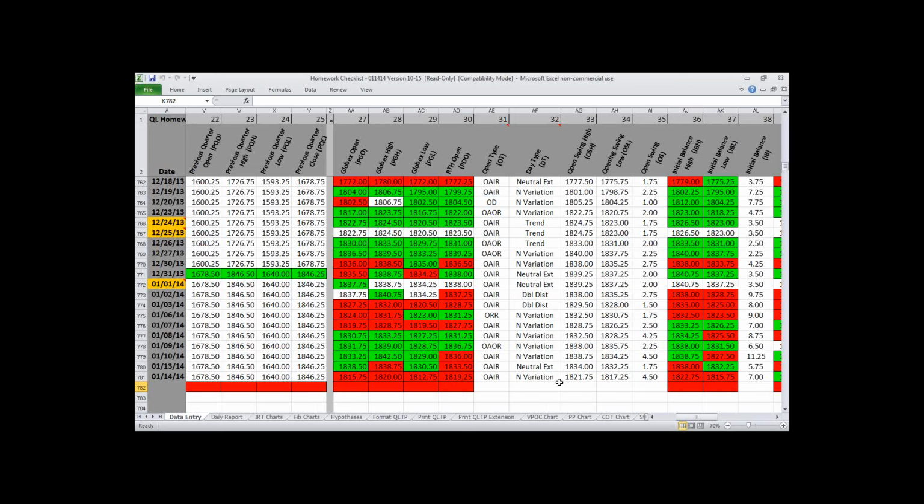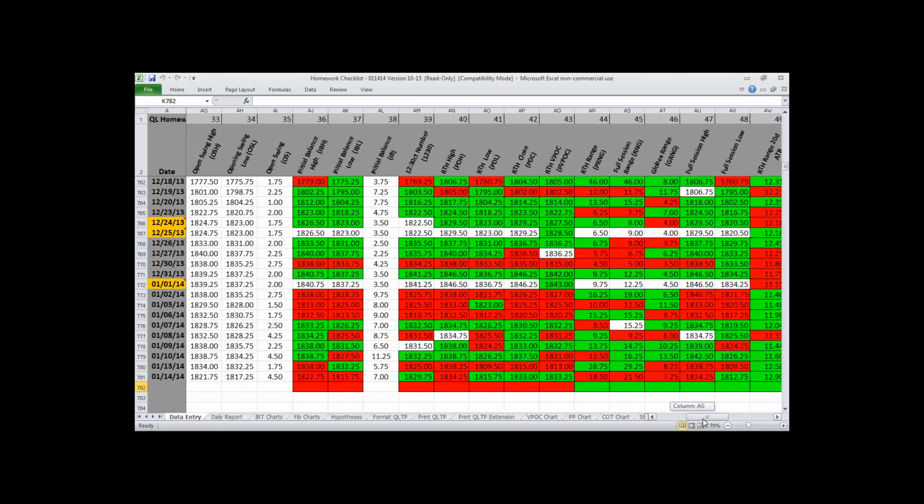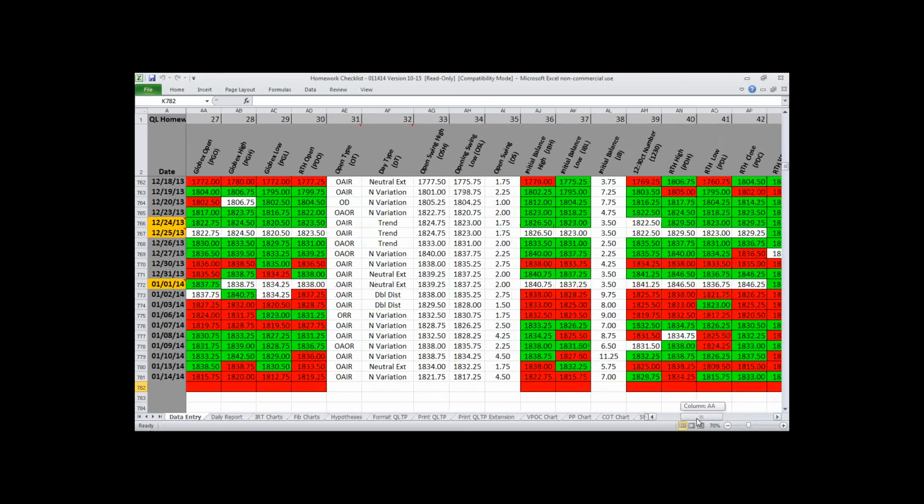Ended up with a normal variation. We took it all back. We had a nice range. I think it was 21.50 overall, 18.50 in the RTH, and we took all that move down back in one day and got right back up into balance.